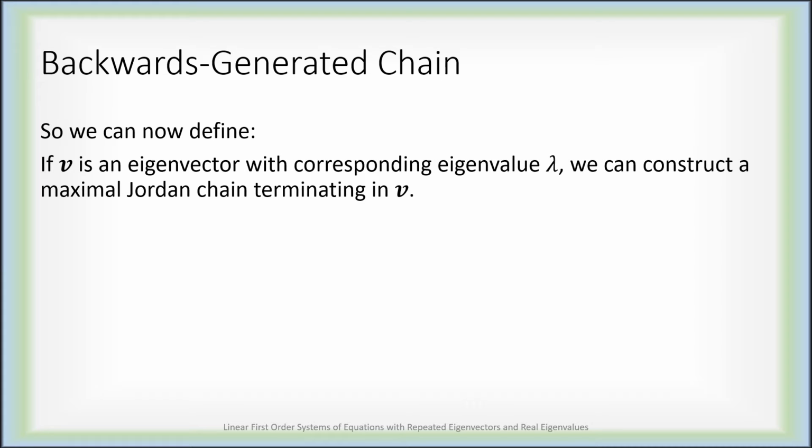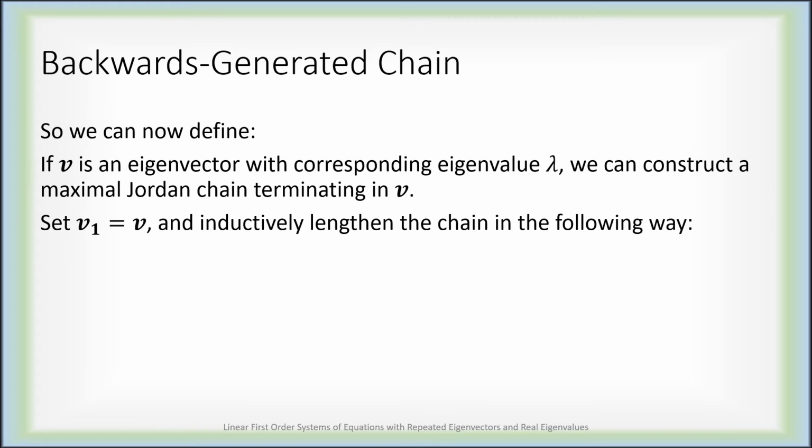So now we can define something similar. Let's suppose v is a standard eigenvector with corresponding eigenvalue lambda. We're going to construct a maximal Jordan chain that terminates in this standard eigenvector. Remember, any Jordan chain ends in an eigenvector. So if we start with an eigenvector, the goal is to construct a maximal Jordan chain ending in that eigenvector. So set v1 equals the eigenvector you started with.